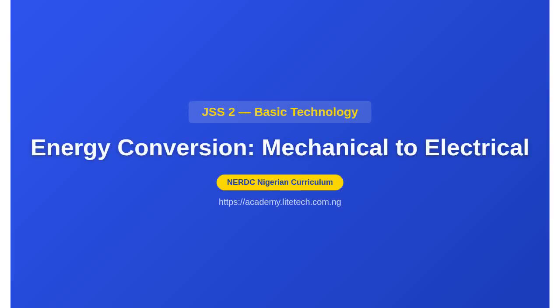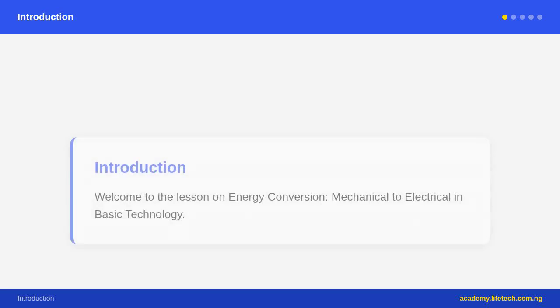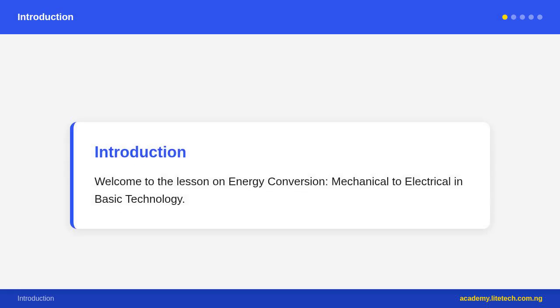Good day, students. Today in JSS 2 Basic Technology, we are studying energy conversion, specifically how mechanical energy is converted into electrical energy. This is one of the most important processes in modern civilization because virtually all the electrical energy that powers our homes, schools, and industries begins as some other form of energy that is converted to electrical energy.